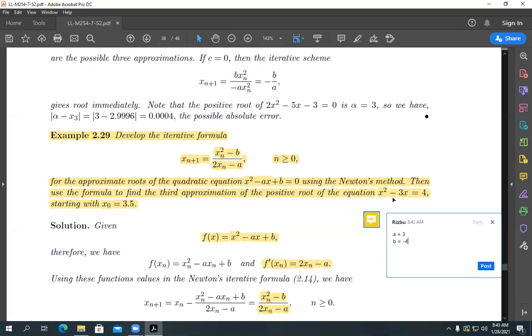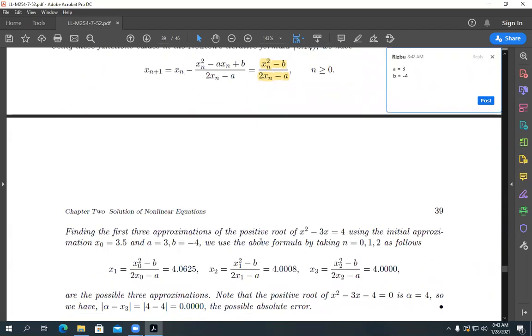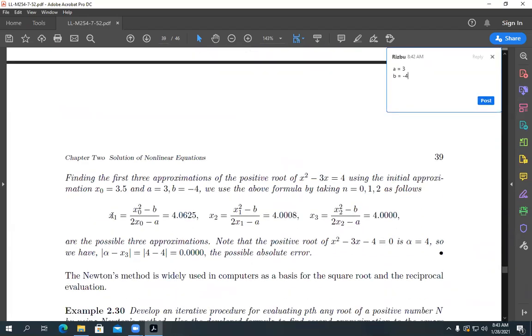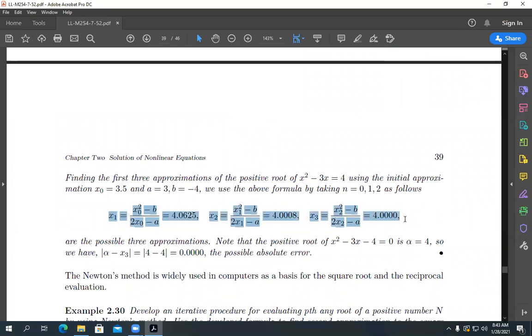Minus, here minus, alhamdulillah. In place of a, what do we have? 3, not -3. So here, if I give a positive a, for example x square plus 3x, then we have a is -3. But here, and what is b? In place here, we have -4, so we have this one. Now you can find out the first approximation. Second approximation is this one.